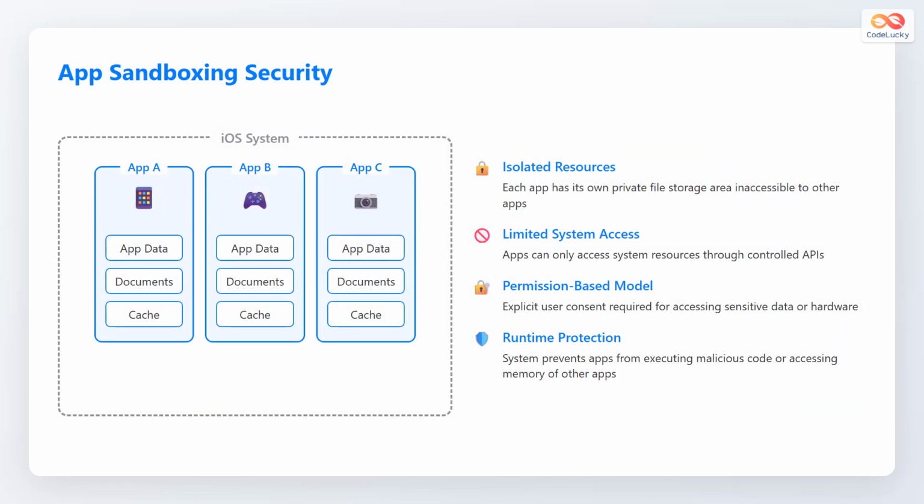App Sandboxing is a crucial security feature in iOS. Each app is isolated with its own private file storage area inaccessible to other apps. Apps can only access system resources through controlled application programming interfaces. User consent is explicitly required to access sensitive data or hardware. The system prevents apps from executing malicious code or accessing memory of other apps, providing runtime protection.